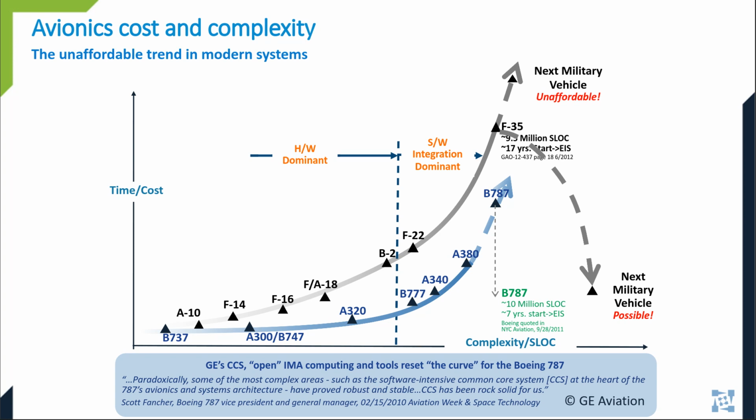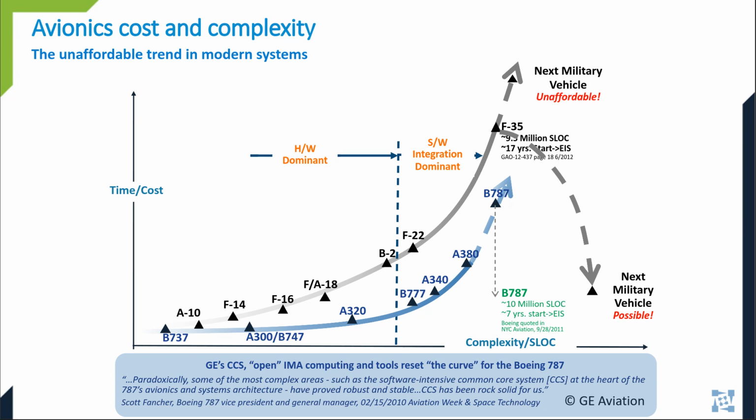Now, GE's Common Core System, CCS, changed the approach in developing avionics. It provided the much needed revolutionary course that reset the cost complexity curve for the 787 and increased productivity. This modular and open architecture design of the system allows the operator to change or upgrade software applications as they see fit without requiring the developer to reset, retest, or recertify the entire system. Now, the Boeing 787 avionics would have been impossible, unaffordable really, without the revolutionary concept that GE brought in.